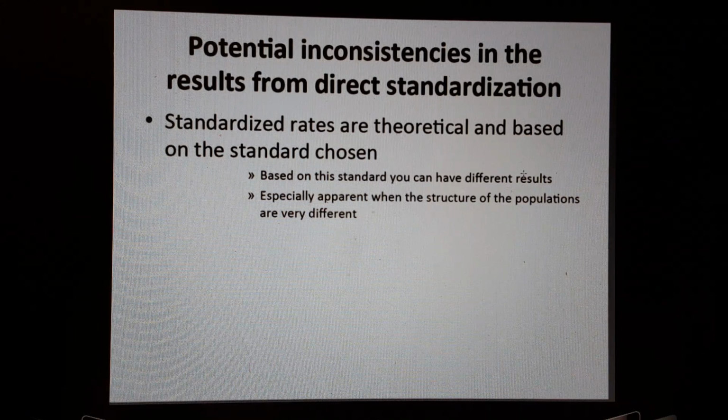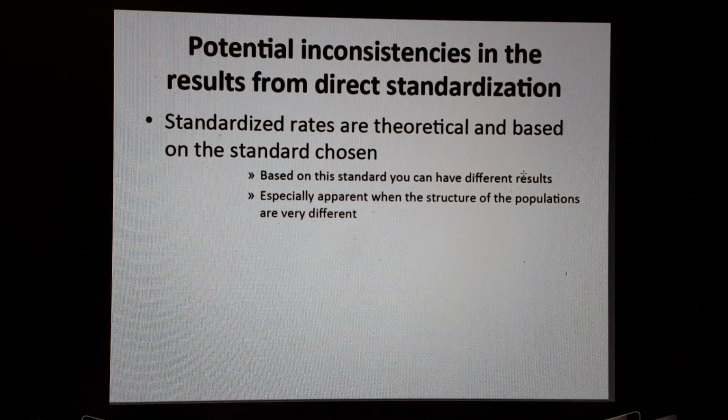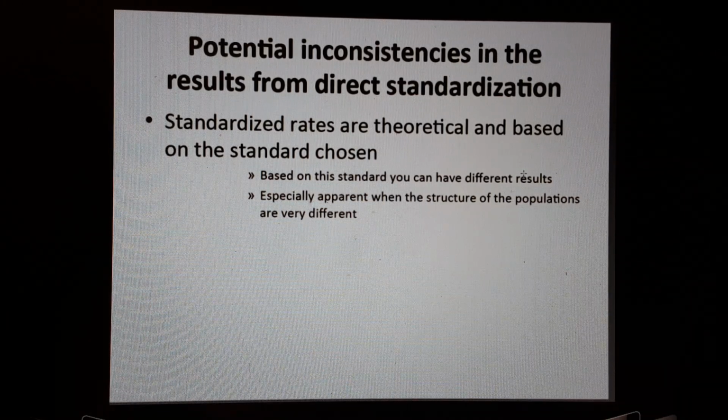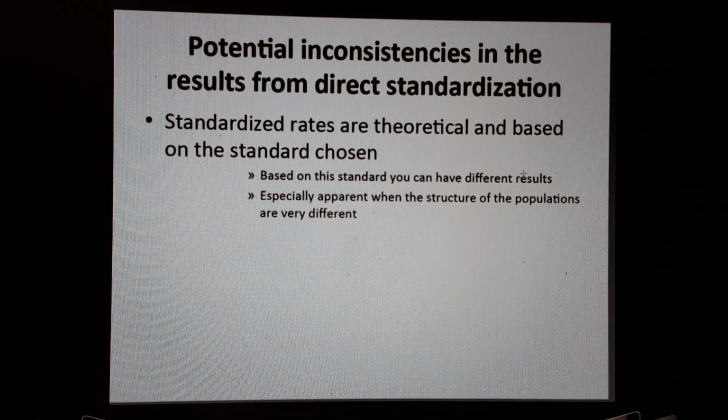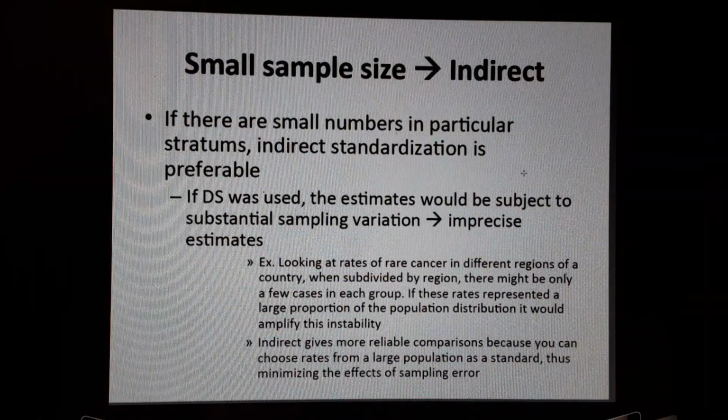So if you use the one standard, it could tell you study A had a higher death rate, but if you use the other standard, study B could say that you had a higher death rate. So it's very, very important to take into a lot of consideration what standard you're going to be choosing. And remember that the standardized rates are theoretical. It's the crude rates that are actually those true rates. If you have small sample sizes, you should be using indirect standardization.